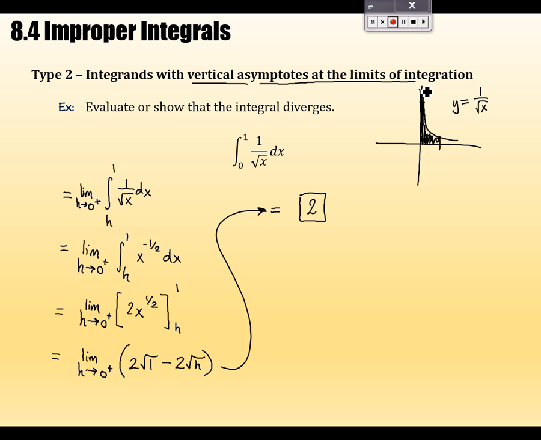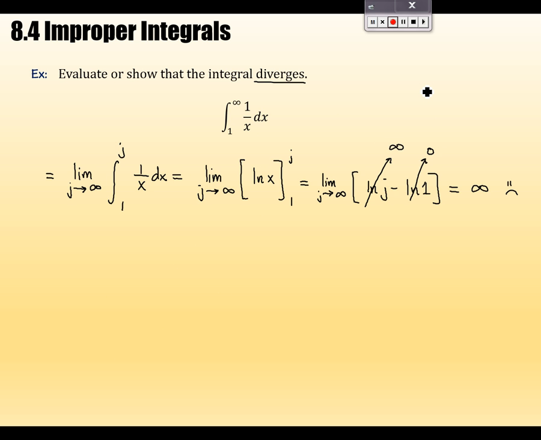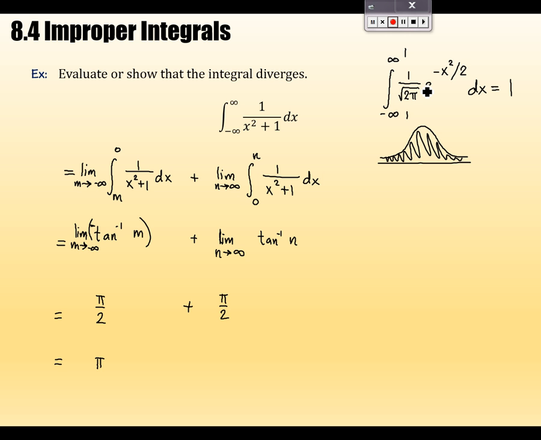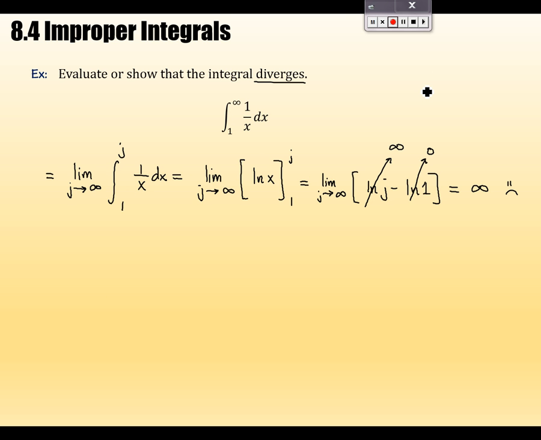No, it says evaluate it, or if you can't evaluate it, show that it diverges. So both of those follow the same process. That's the only instruction I've given you so far today: evaluate or show that the integral diverges. In this case, for example, we evaluated it, but if we got infinity, then we say it diverges. So we just proved that it diverges.